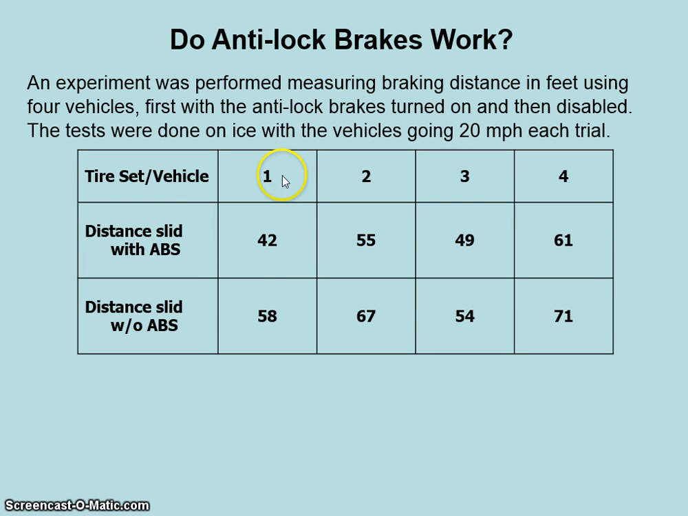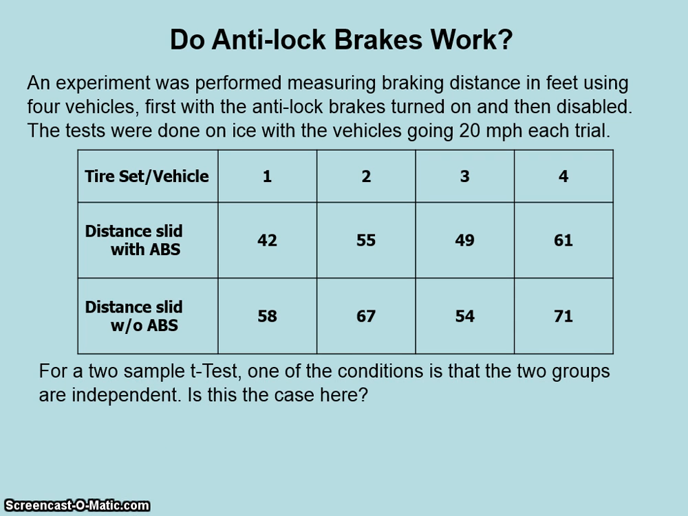So vehicle 1 slid this far with the anti-lock brakes on and slid this far with the anti-lock brakes off. And there's the results for all 4 vehicles. Is there a significant difference? You might be tempted to do a two independent sample t-test, but one of the conditions to do that is that the 2 groups are independent.